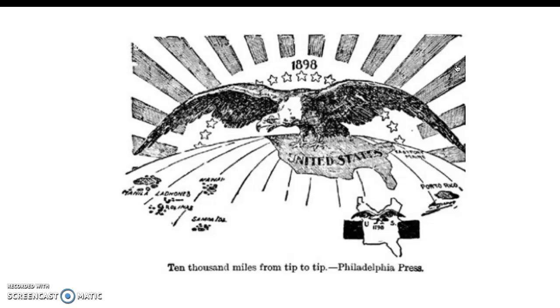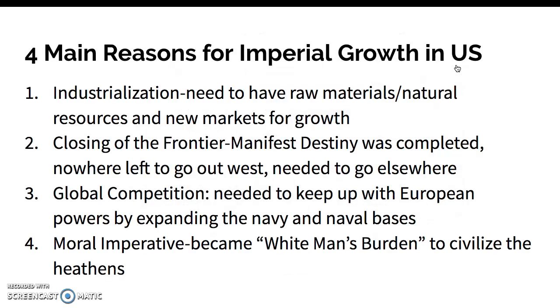So how does the United States specifically get involved in this? Well, there are four main reasons specifically for the U.S. Those two main reasons beforehand are not just for the United States, but for everybody. That's why everyone gets involved in imperialism. You need natural resources, and you need new markets to sell them. This list, these four, are the four main reasons for imperial growth specifically in the U.S. Number one, industrialization. That goes along with the two points we talked about earlier. You need to have raw materials, natural resources, and new markets in order for your economy to grow.